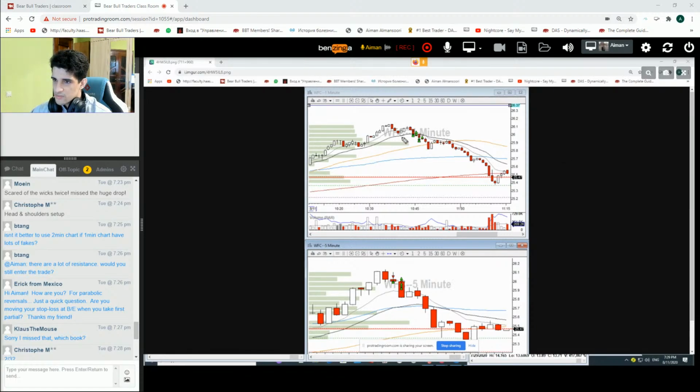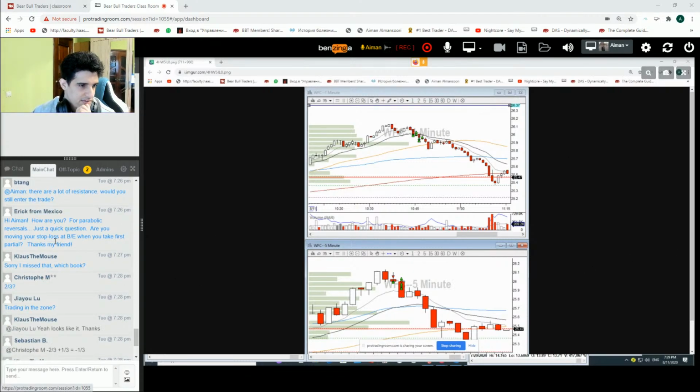The 9 and the 20 moving average, they are always close to the price action, right? So no matter what you do, you will still be going against the 9 moving average and the 20 moving average. How are you for parabolic reversal?